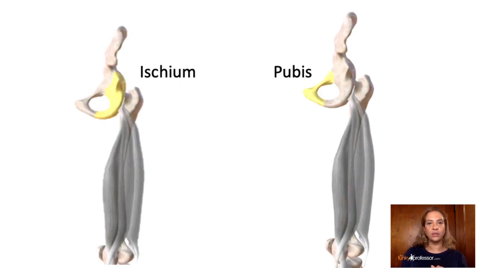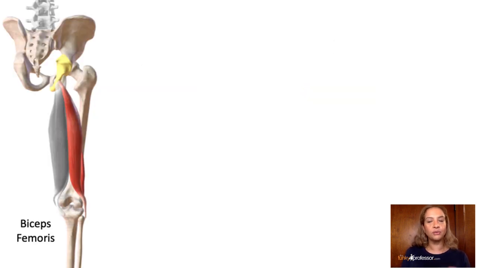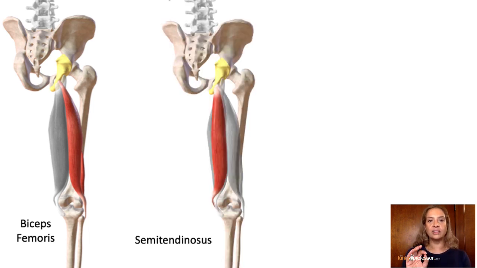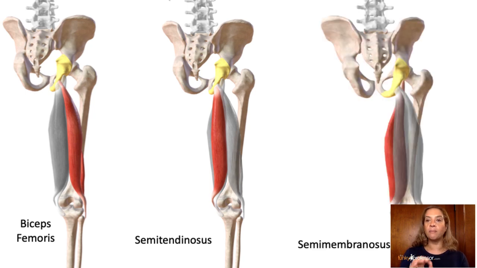And so if I could show you here, this is the ischium on the left-hand image where the hamstring muscles attach, and the pubis is on the right-hand image. You can see they're nowhere near the hamstring muscles. Now, there are 3 hamstring muscles that take their origin from the ischium. These are the biceps femoris, which goes on and inserts laterally onto the head of the fibula, the semitendinosus, which inserts medially, and then the semimembranosus, which also inserts medially.